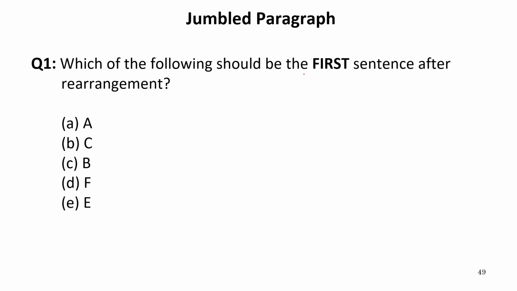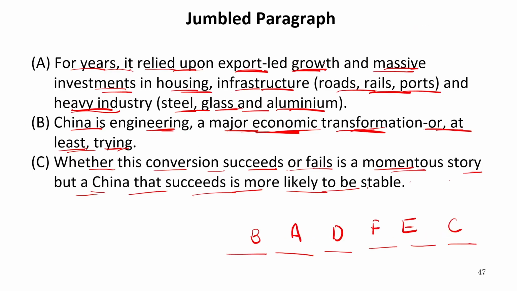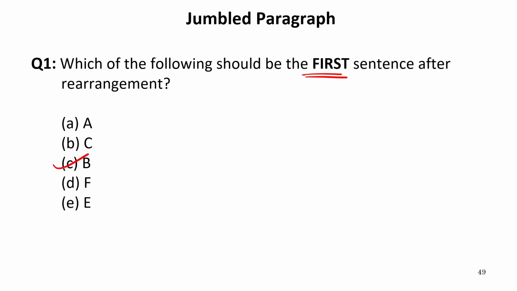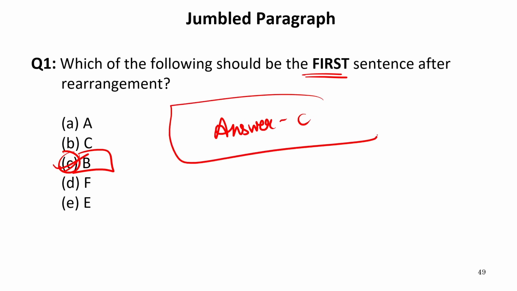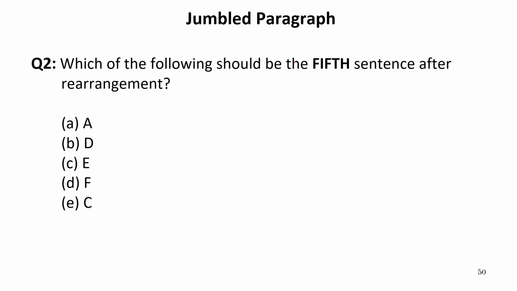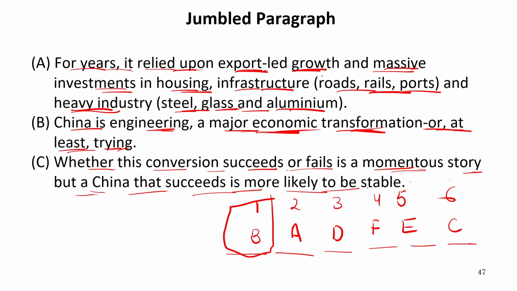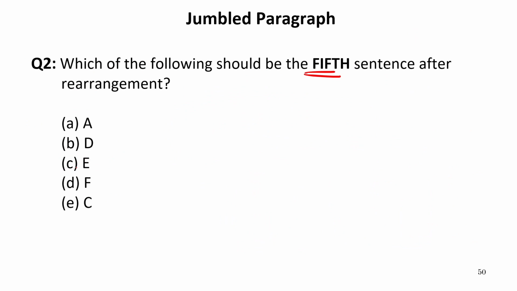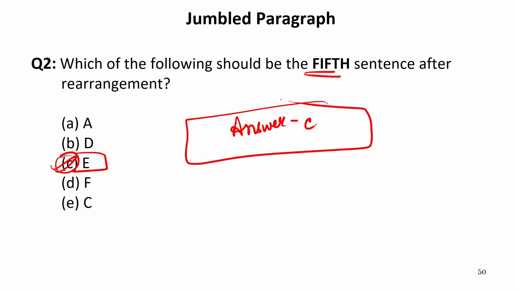The first question is, which of the following should be the first sentence after rearrangement? So the first sentence is, of course, B. Now let us see B. B is given in option C. So our answer is C here. Now let us move to the next one. Fifth sentence after rearrangement. The fifth sentence is, of course, E. Now let us see in the options. E is in option C. So again, our answer is C.